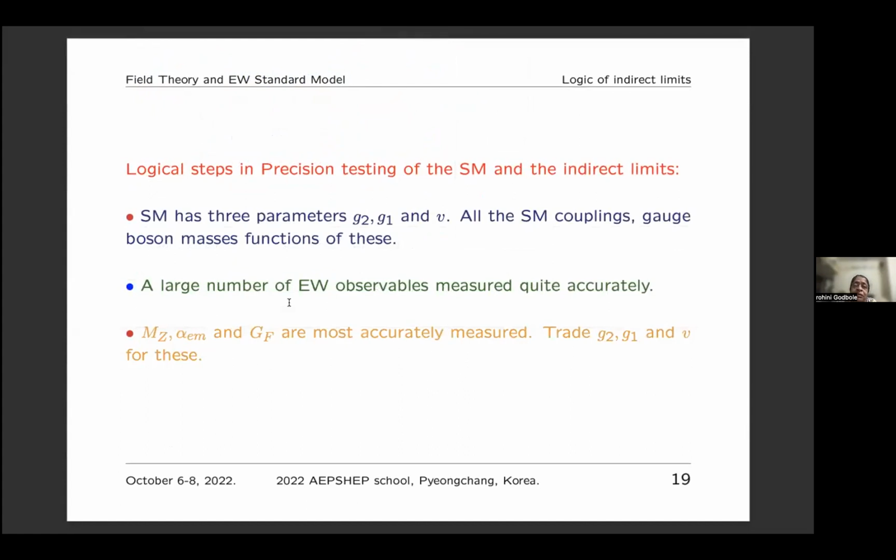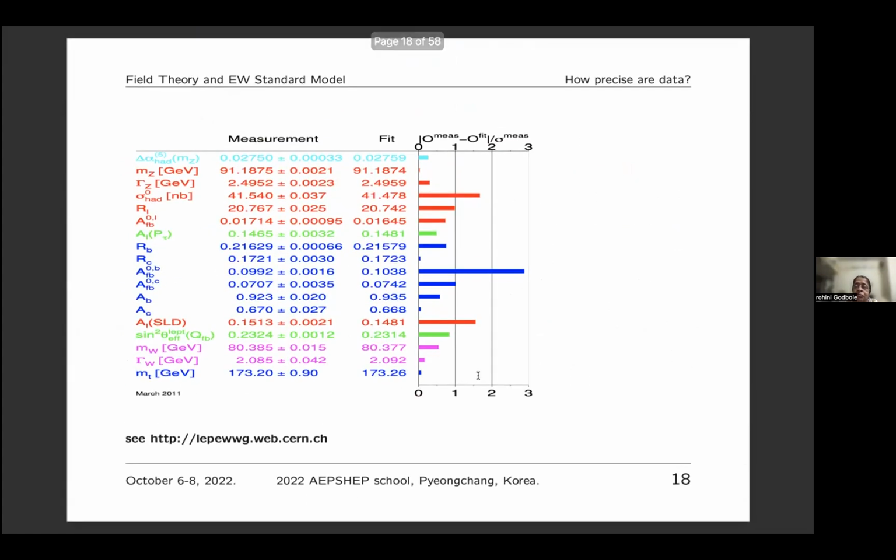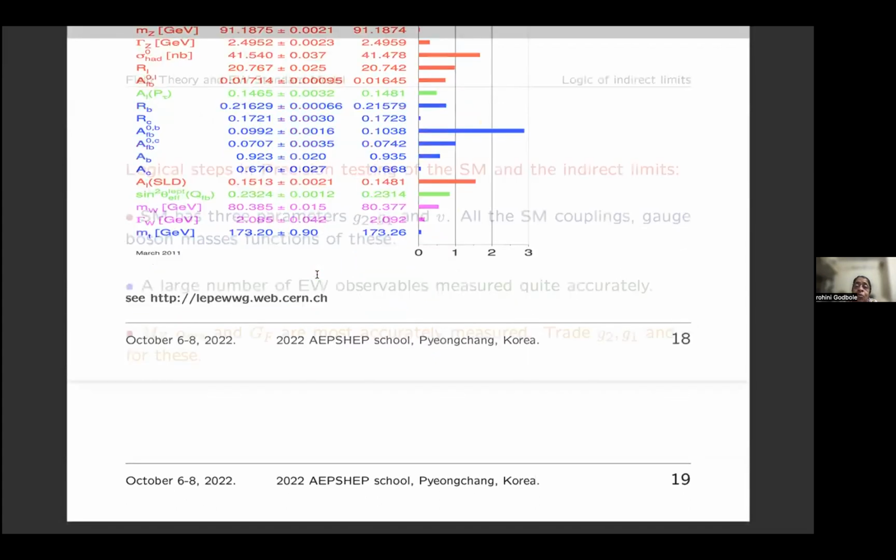Let's first understand this, and we will come back to what is meant by it. What I want to show you here is that these are all the measurements. Look at the accuracy of the measurement. The Z mass, for example, is determined with this error, and you have been discussing in statistical discussions what this small error really means. So indeed, you have these high precision measurements. So now what do you do?